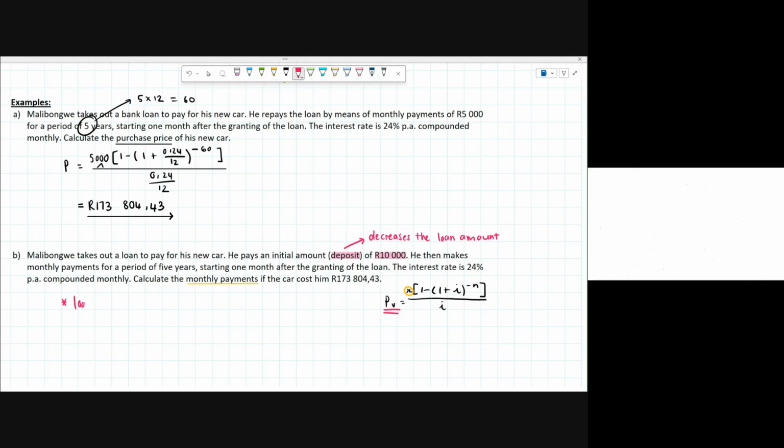And so if we now want to figure out our loan amount, so the current purchase price, cash price, whatever you want to go with, we are going to take how much the car costs in cash without the deposit, 173,804.43 cents. And we are going to deduct the amount we are paying upfront, because again, I can't be charged interest on that. And so we get that we are actually only taking a loan out for 163,804.43 cents. And that becomes my P value, my present value. So now we can substitute everything in.